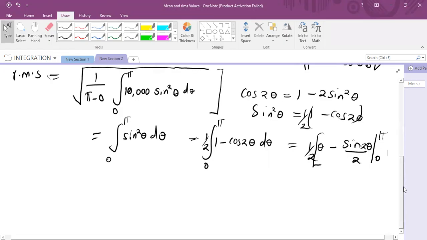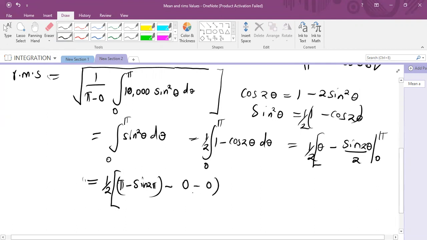Okay, fine. So evaluating that, what do we get as our answer? Coming back here, we have a half into, replacing the value of theta, pi minus sine of 2 pi, minus replacing the value of 0, we'll just have 0 minus 0. So I have a half into pi, because sine of 2 pi is 0. So this basically gives me pi over 2.